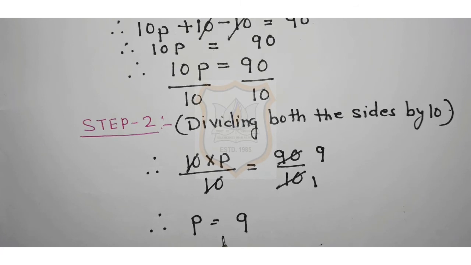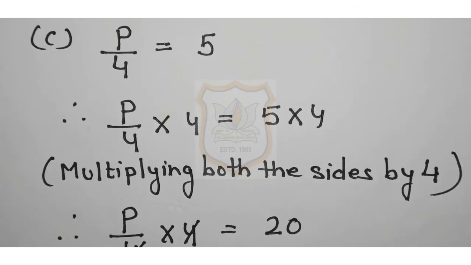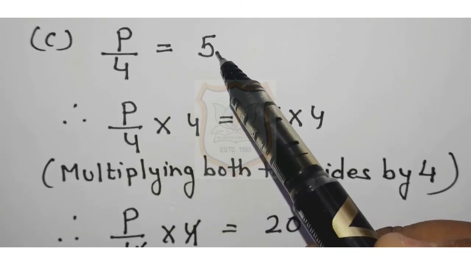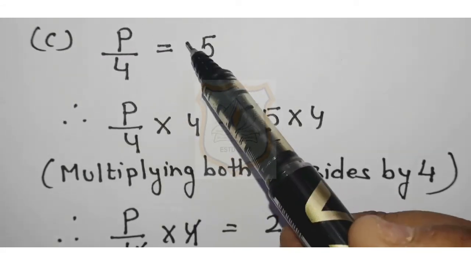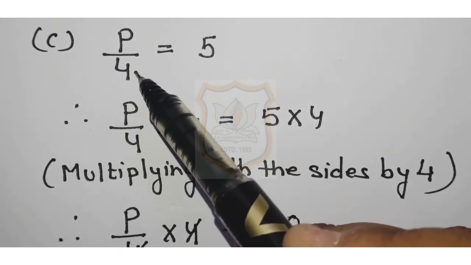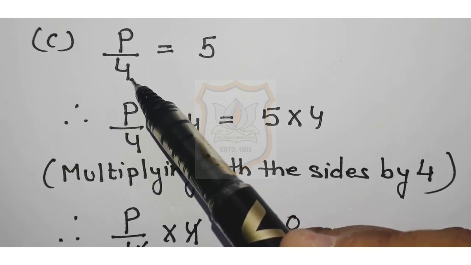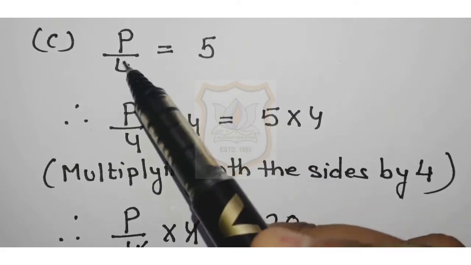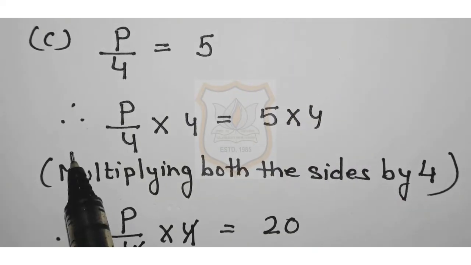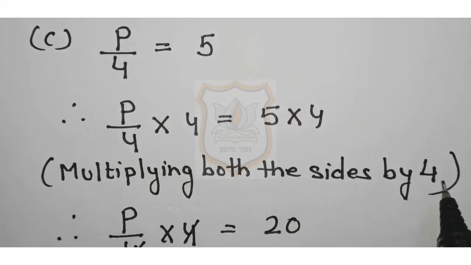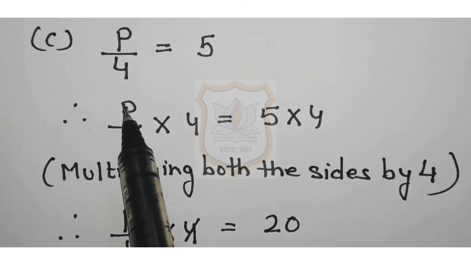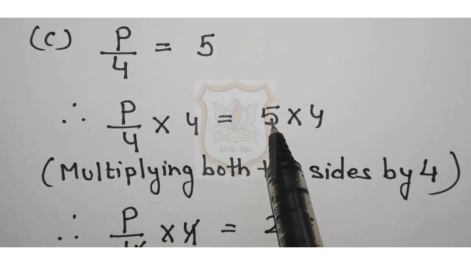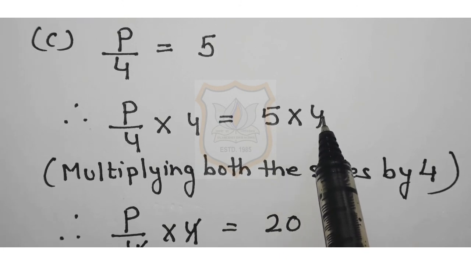In this way we can find out the value of p that is equal to 9 in B part of question number 4. Students, let's solve C part of question number 4, and that is p upon 4 is equal to 5. Now, in this question, we have to separate this 4 from p. To separate this 4 from p, we have to multiply both sides of the equation by 4. Therefore, multiplying both sides by 4, p upon 4 is multiplied by 4 and 5 is also multiplied by 4.